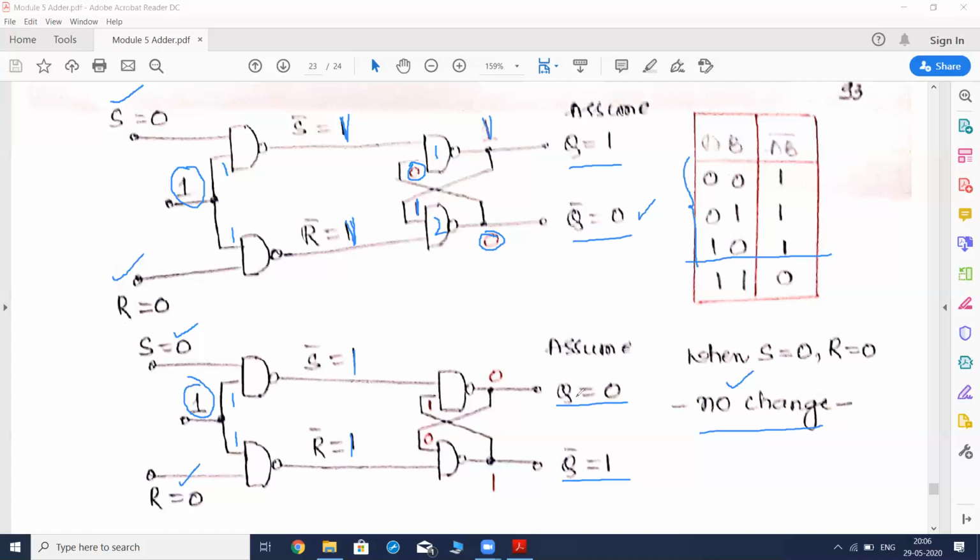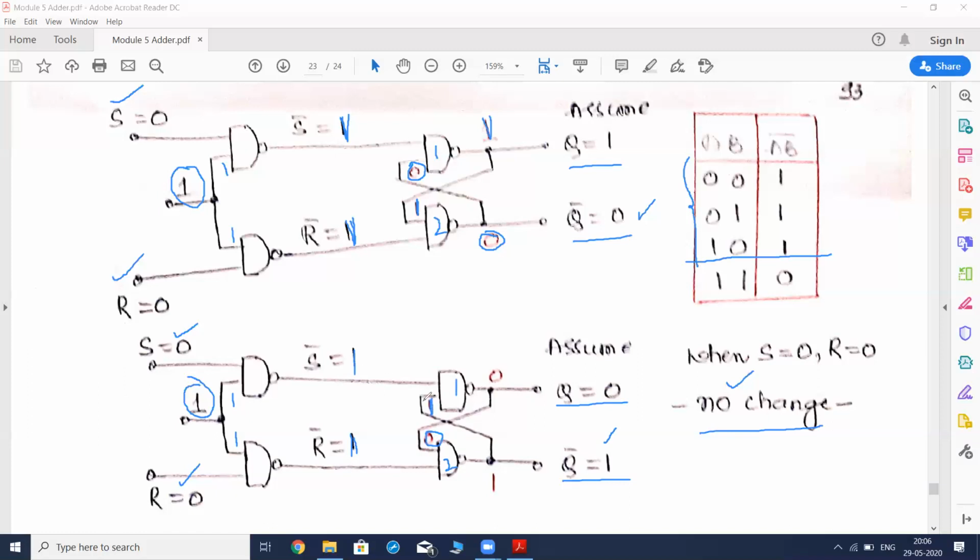So here we have assumed Q as 0. So let us start our analysis from NAND gate 2. What happens to NAND gate 2? One of the inputs is 0 now, because this is 0 and here it is 1. So when any one of the inputs is 0, we get the output as 1. This 1 output will appear as input over here to NAND gate 1.